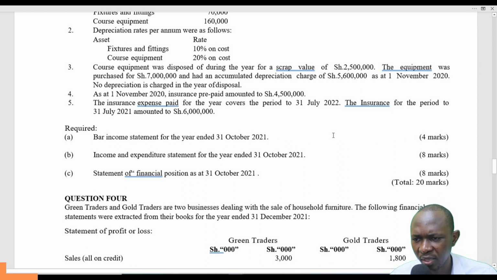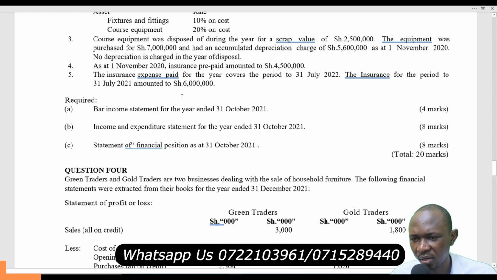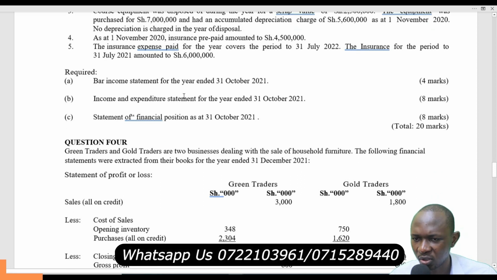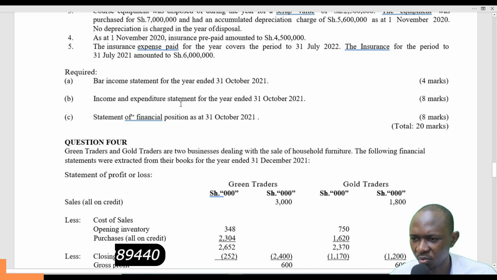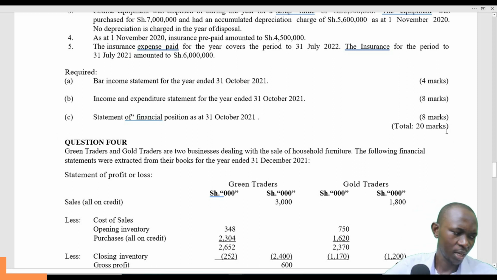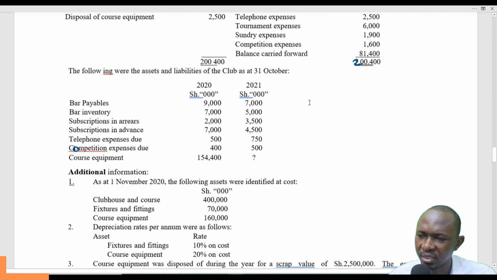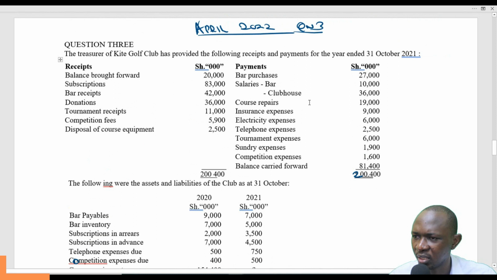As at 1st November 2020, insurance prepaid amounted to 4.5 million. The insurance expense paid for the year covers the period to 31st July 2022. Insurance for the period to 31st July amounted to 6 million. A bar income statement is required of us. An income and expenditure statement is expected of us, and a statement of financial position as at 31st October 2021. So these are non-profit making entities, and we are supposed to come up with the books for them. That's how the question is.